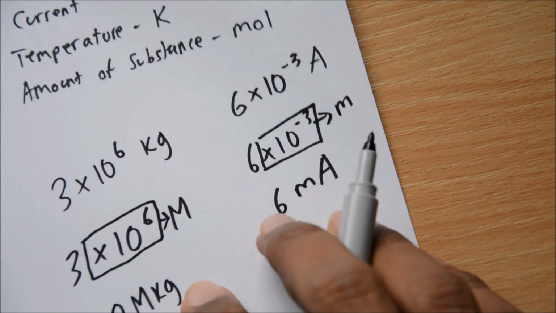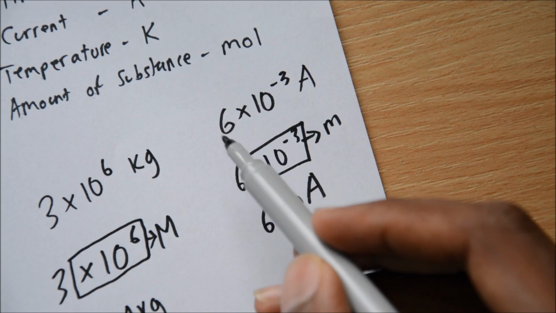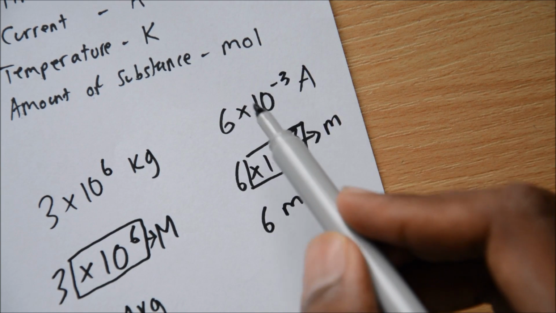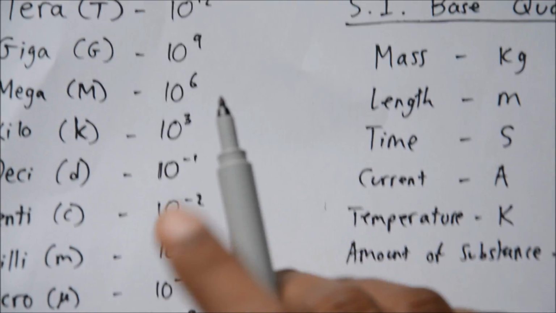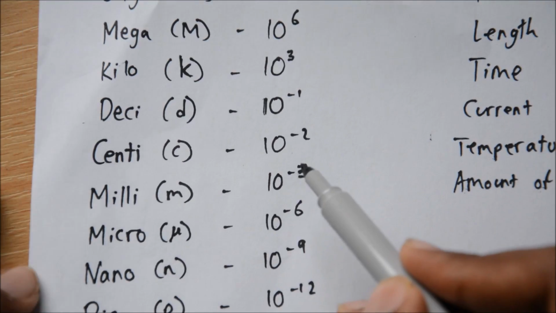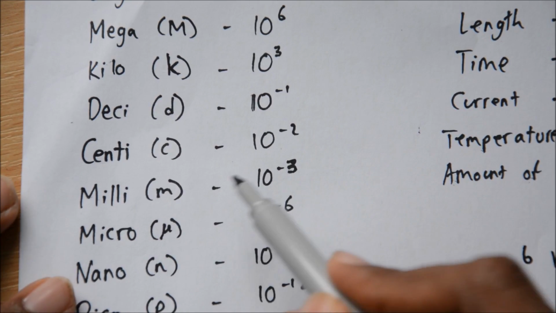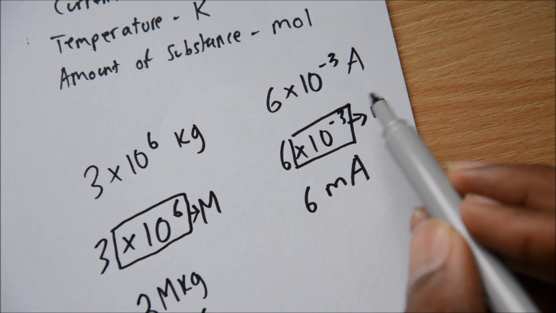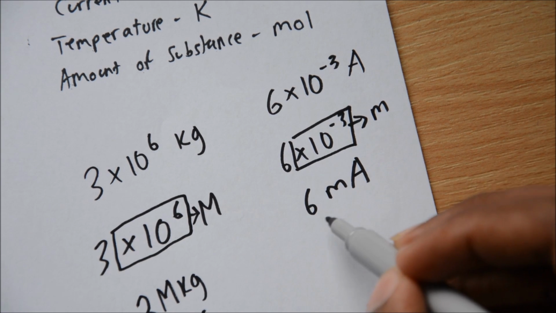Let's look at another example. Let's say they ask you to work out a current of something. Let's say you worked out 6 times 10 to the minus 3 amps. Now, instead of writing 10 to the minus 3, we know that there's another unit in the table that has 10 to the minus 3. If we have a look here, 10 to the minus 3 is milli, which is represented by a small m. So instead of leaving it as 10 to the minus 3, you can change 10 to the minus 3 into a small m, which represents milli. So in the end we get an answer of 6 milliamps.